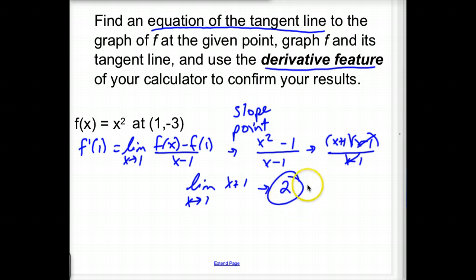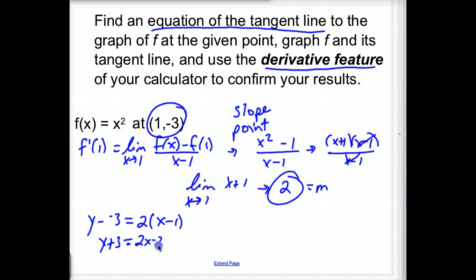So now I have my slope, and I have a point, and I can use point-slope form to write the equation of that line. y minus y1 equals m times x minus x1. So y plus 3 equals 2x minus 2. Continuing to simplify it, 2x minus 5 is the equation of the tangent line to the graph at the point 1, negative 3.